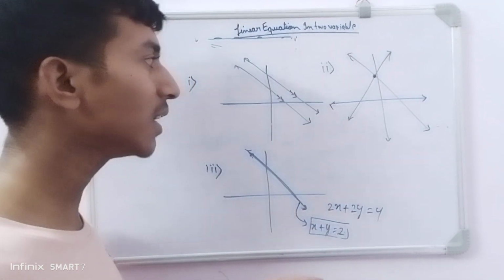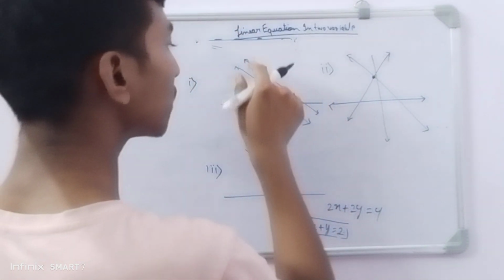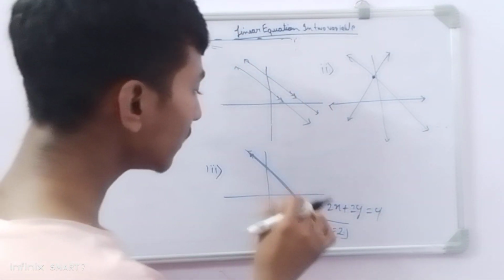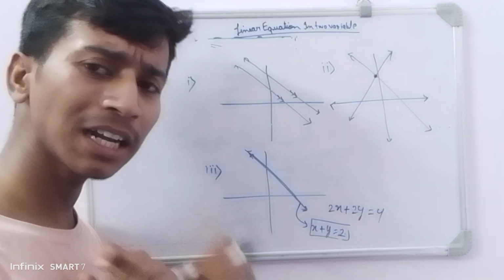So we get three conditions. When the lines are intersecting, that means one solution. When the lines are parallel, that means no solution. And when the lines coincide, that means we have infinitely many solutions.